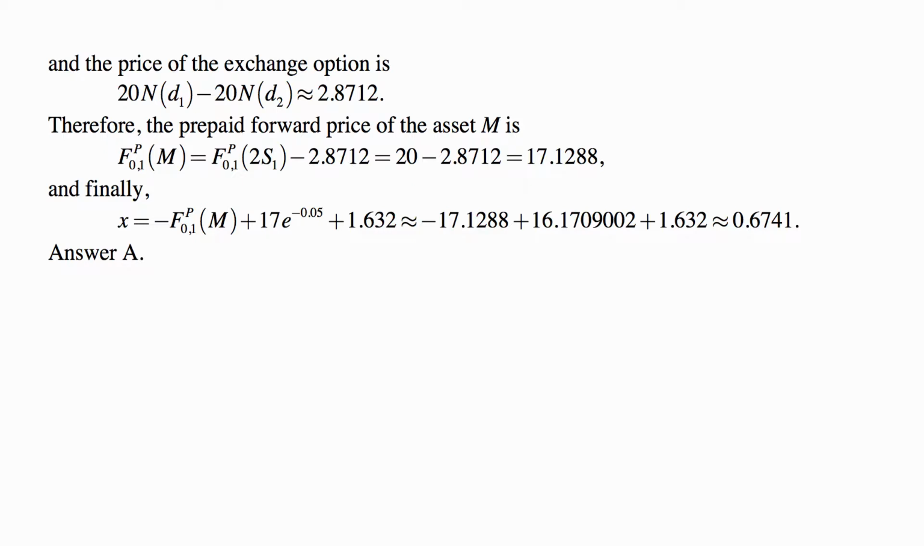And based on this, the prepaid forward price of the asset M, the one that we designed for this problem, is the prepaid forward price of 2S1 minus 2.8712. So it's 17.1288. And then X we get from put-call parity as minus that prepaid forward price, which is calculated, plus the present value of 17 plus 1.632. We plug it all in and we end up with 0.6741.